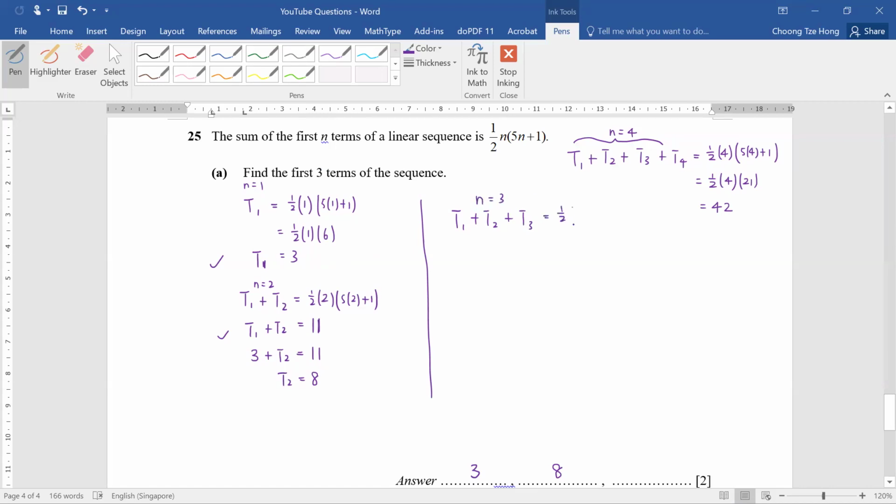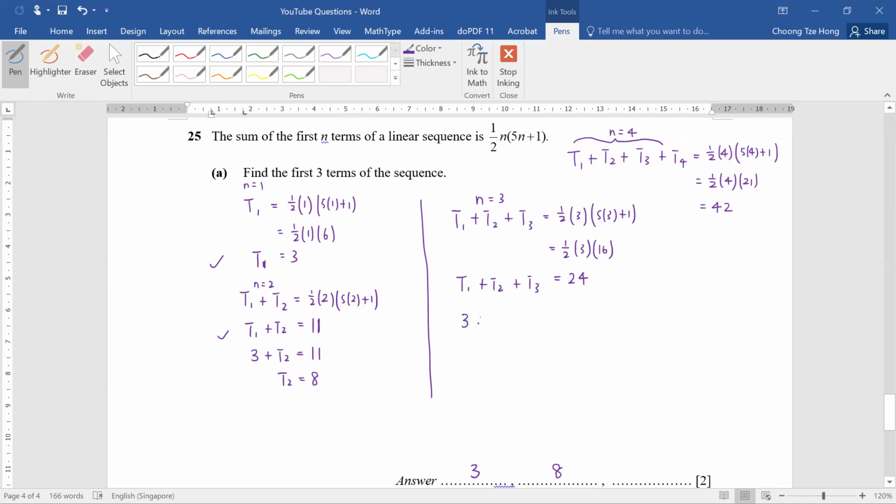So you have half times 3 times 5 times 3 plus 1, 16. This would give us 8 times 3, so it's 24. So T1 plus T2 plus T3 equals 24. Then we can substitute in T1 and T2, and we'll be able to find T3.